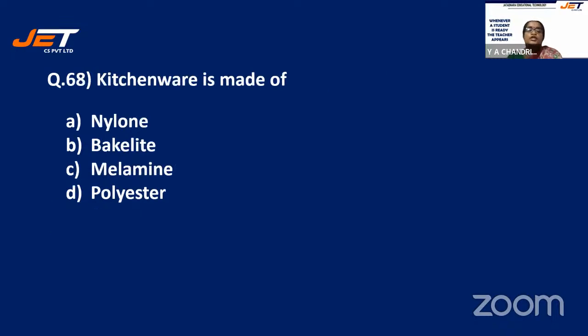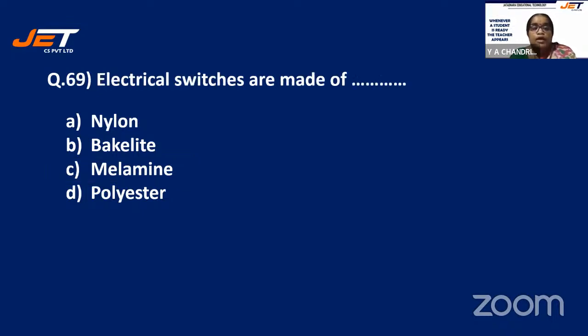Next question. Kitchenware is made of nylon, bakelite, melamine, polyester. We have seen cooking utensils, which are nothing but kitchenware. So the answer is option C, that is melamine.